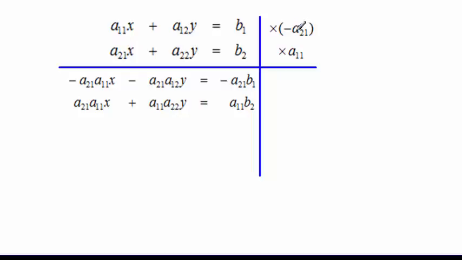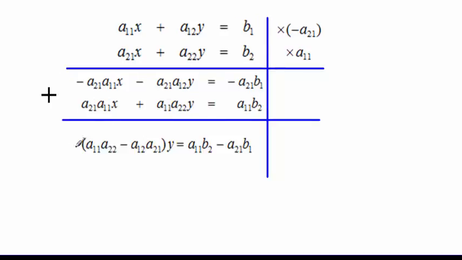So that's why we multiply here by minus. Then the first equation will be like that: A21 by A11 X minus A21 by A12 Y equals minus A21 by B1. And the next equation will be multiplied by A11 throughout. Then the next thing, we do exactly the same thing, adding these two equations here, we land on this equality here.